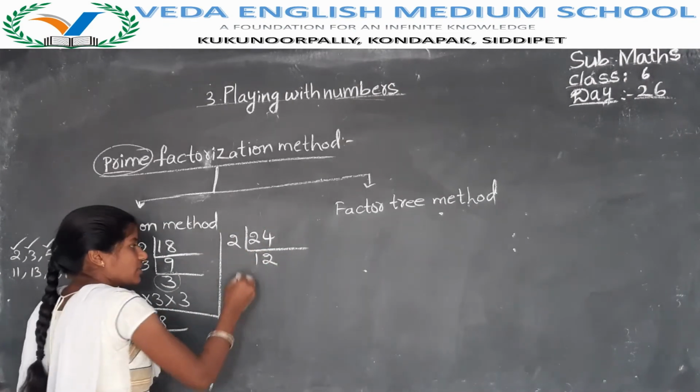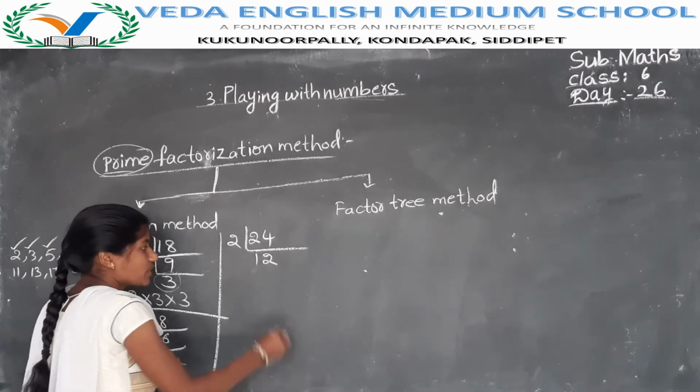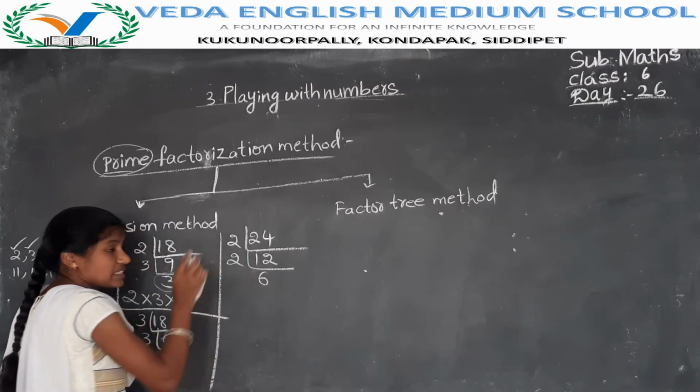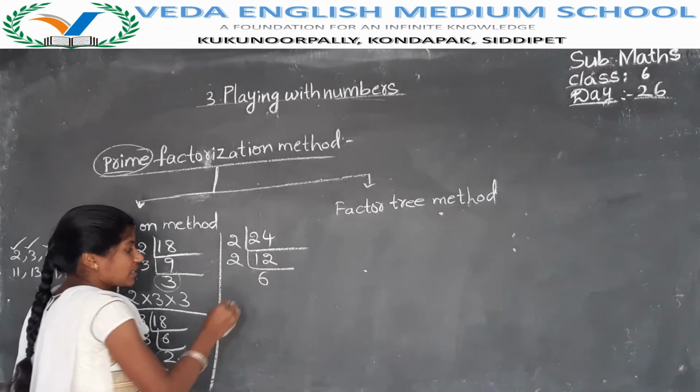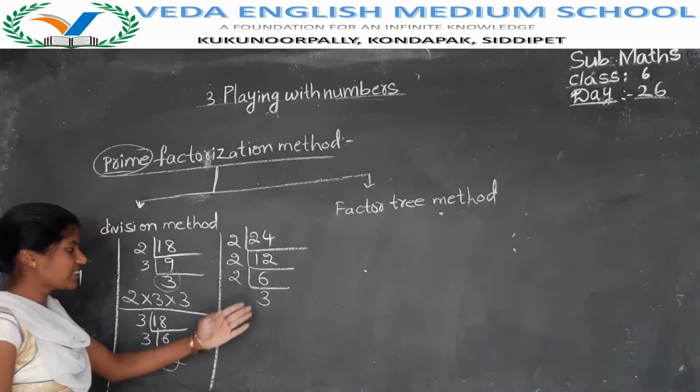Next. Again is this 12 possible in the 2 table? Yes, it is possible. That is 6 times, so 2 6s are 12. Again is this 6 possible in the 2 table? Yes, that is 2 3s are 6. Now our factorization has completed.